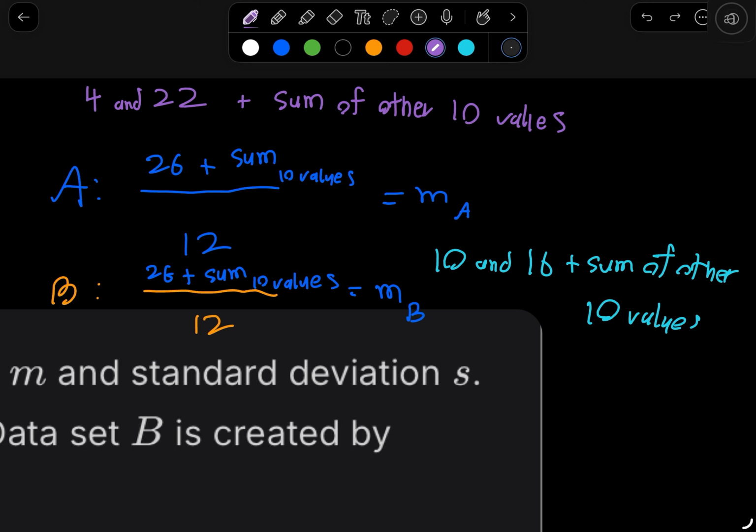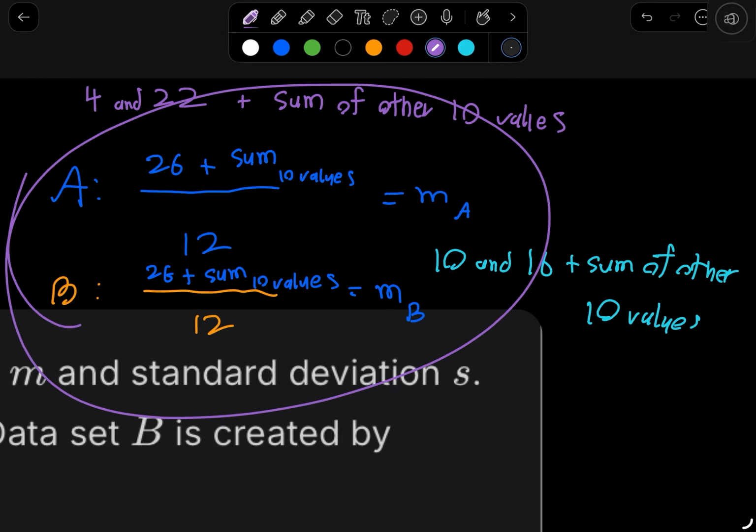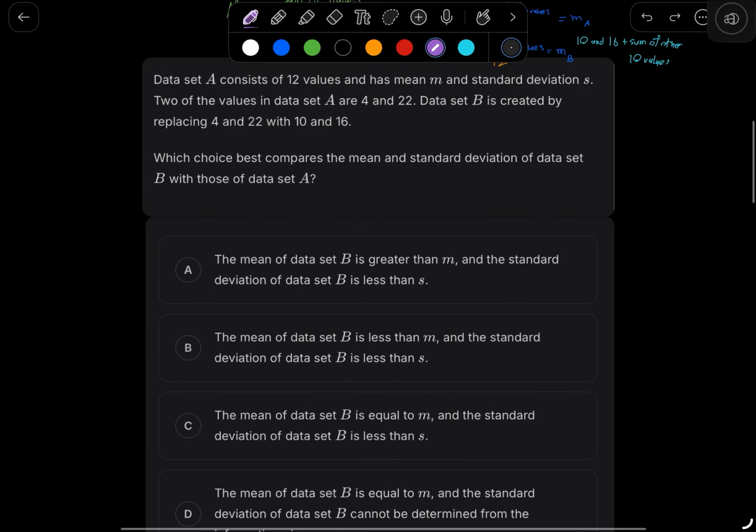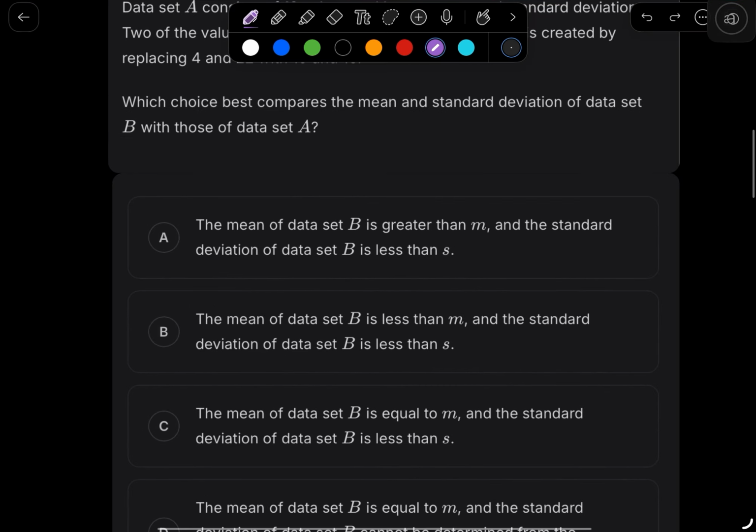And of course, I told you earlier that the sum of these other 10 values doesn't change either, because we're not replacing those values. So actually, the mean of both data sets are the same. So using that information, we can cross out A and B, because the mean is not greater or less, they're the same.